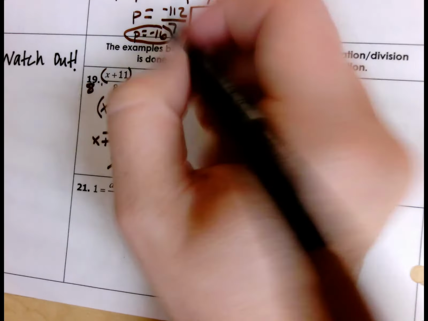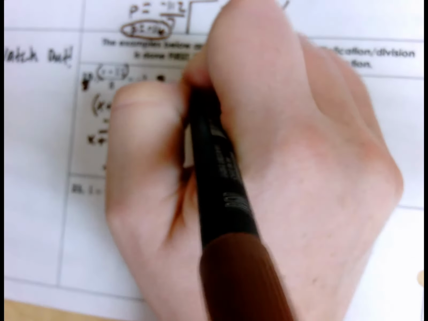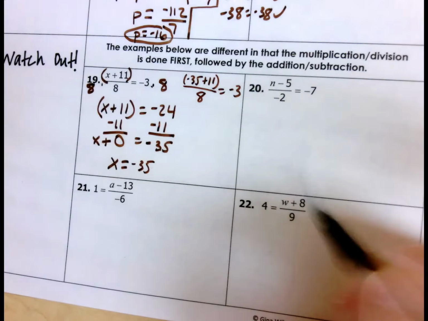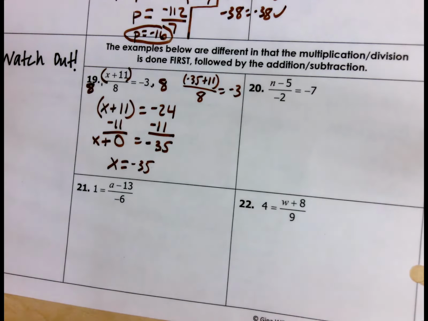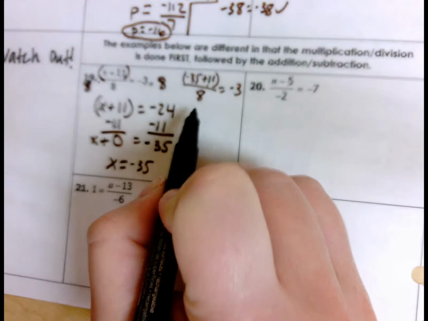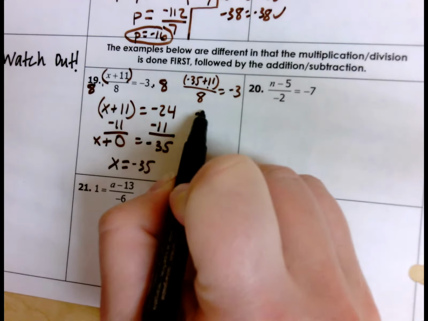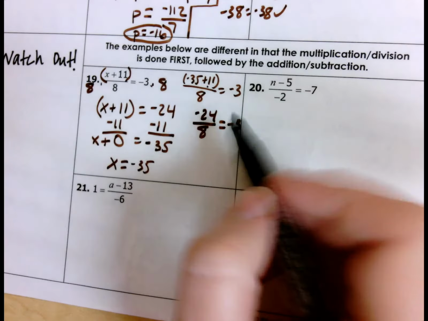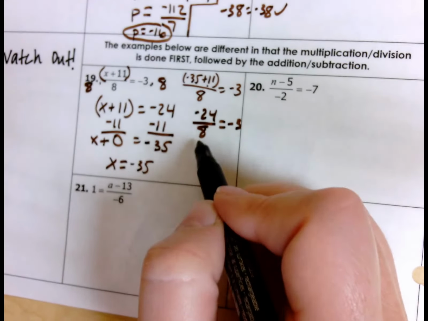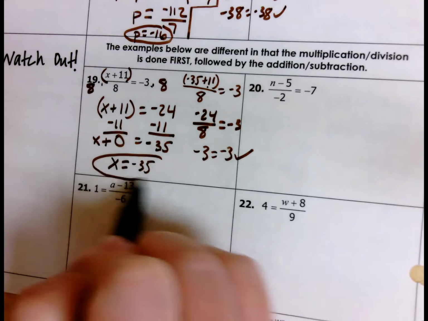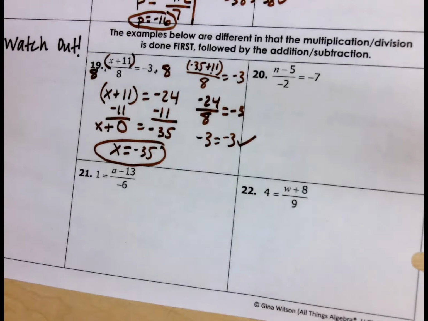And then we check ourselves. So we're going to do negative 35 plus 11 divided by 8 is equal to negative 3. And remember, now we have a regular order of operations. We're not undoing anything, so we have to take care of the grouping first. So we do negative 35 plus 11 is going to give us negative 24, still divided by 8. Okay, and when we do the final division here, negative 24 divided by 8 is negative 3, which is what we wanted. So we know that the value of x is negative 35.